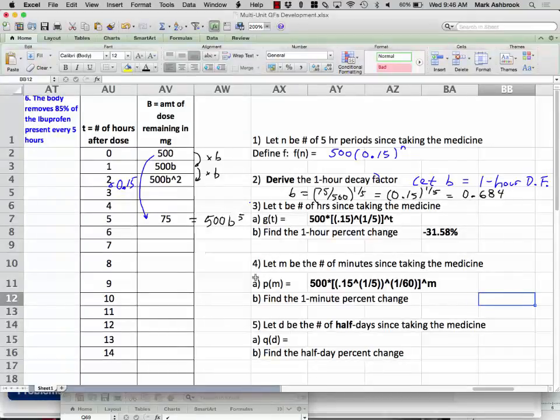Okay, so look at what's going on here. The 0.15 was our 5 hour decay factor. Took it to the 1/5. We got the 1 hour decay factor. Take that to the 1/60th, and that whole thing in the square brackets then is the 1 minute decay factor. And remember, if this is a unit of minutes, then everything in that parentheses has to be a decay factor for minutes, and that's what that is, right? The unit on your exponent has to match the base unit, the factor that it is for the base.